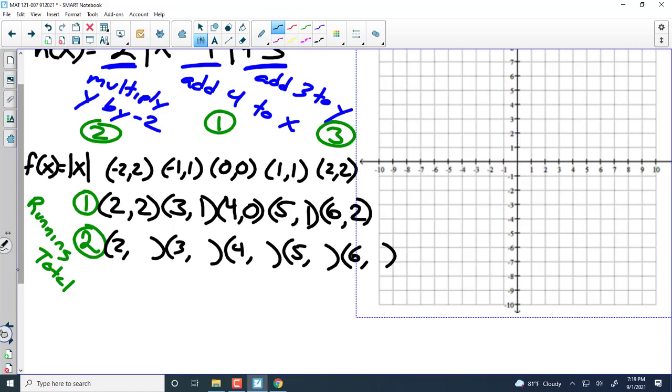Because the x values I've already finished changing on the first step. And remember, I don't go back to my original x values, I keep my x values going throughout the whole thing. Once I change something, it's changed. I don't go back to the originals.